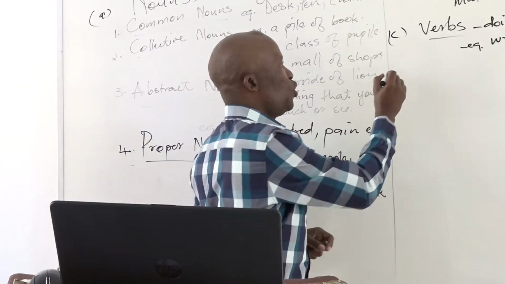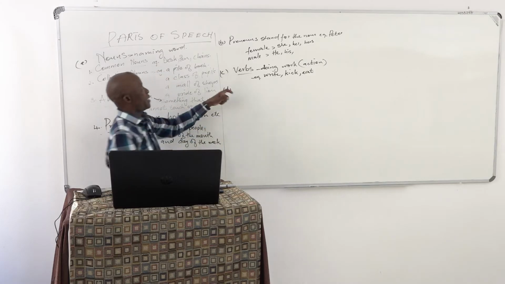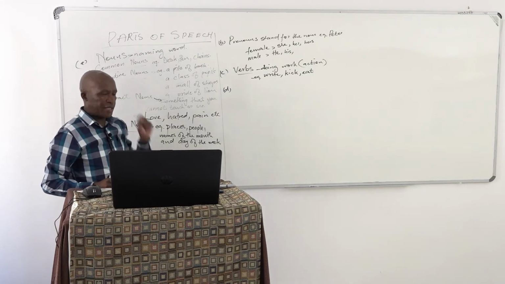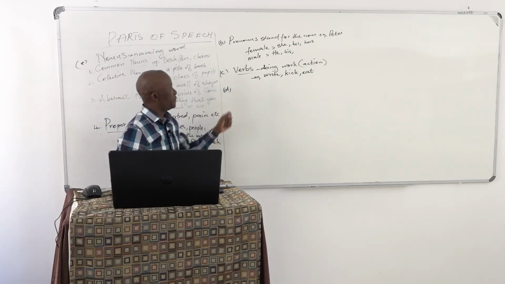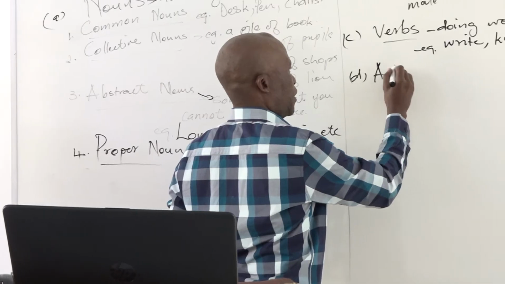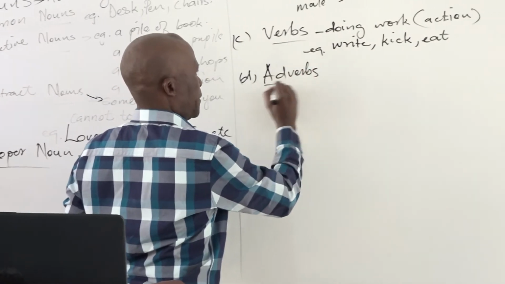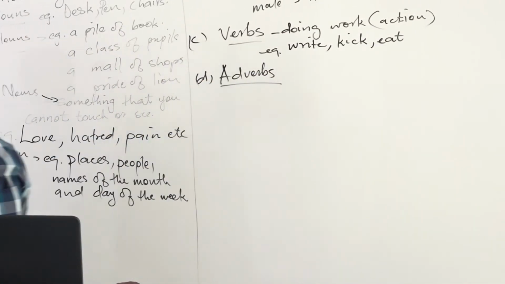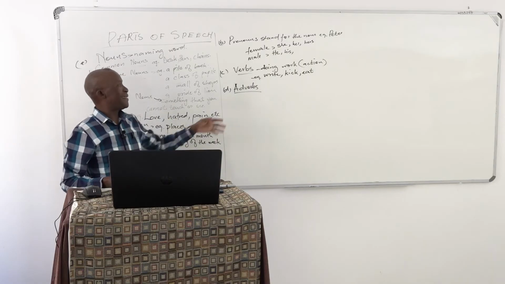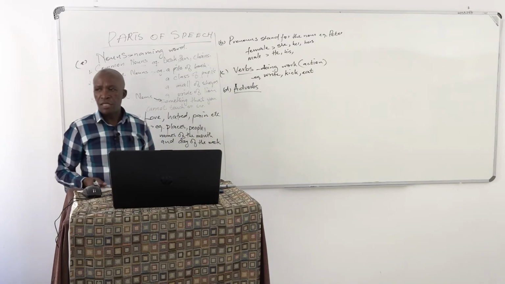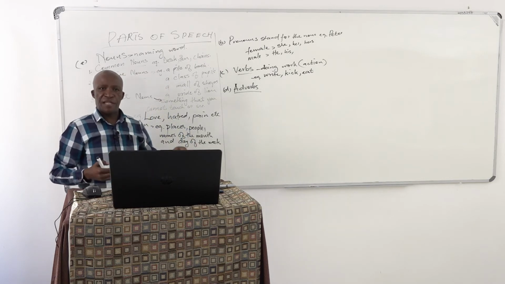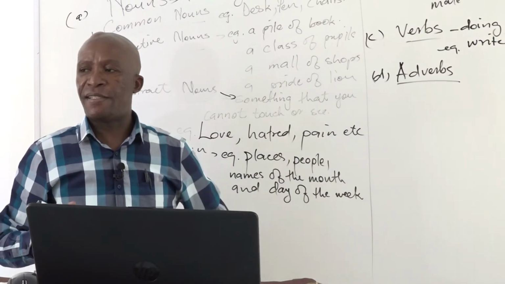Now, we are moving to D. Remember, all these are types of parts of speech in a sentence. Each and every sentence has parts of speech. Now, D, we are going to continue to adverbs. In a sentence, there are adverbs. Adverbs simply refer to words that describe a verb, a verb being the doing word. Adverbs describe a verb. They tell us more about the action that is taking place.